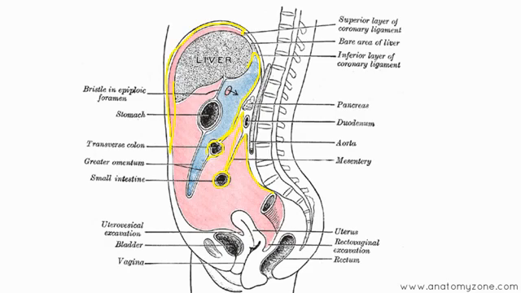So you've got an upper or superior or anterior coronary ligament and a lower inferior or posterior coronary ligament which reflects from the diaphragm and surrounds the liver in this peritoneum. And then we saw how the peritoneum meets at the porta hepatis to form this double fold which forms the lesser omentum and joins the liver to the lesser curvature of the stomach.